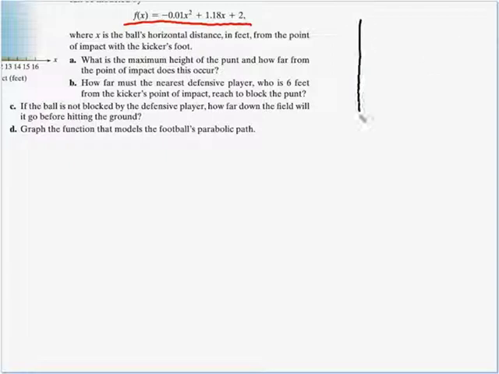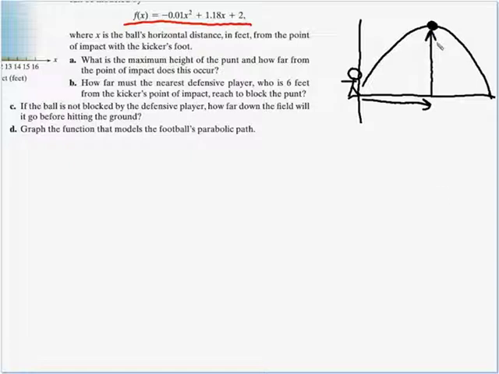You can always make a little sketch to try to figure out what's going on. Here's our XY axis. Here's the punter. He's going to drop the ball and kick it about 2 feet off the ground. And then the ball, of course, is going to travel up and then come down. So it says, what's the maximum height of the punt? Well, we know a maximum is going to be the highest point on that curve. And how far from the point of impact does it occur? So it looks like how far from the point of impact will be this distance. And then how high the ball goes up is this distance.